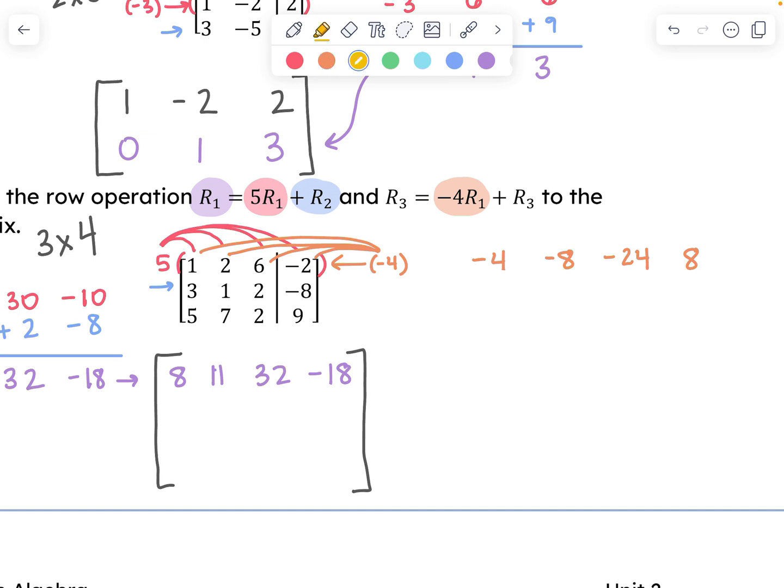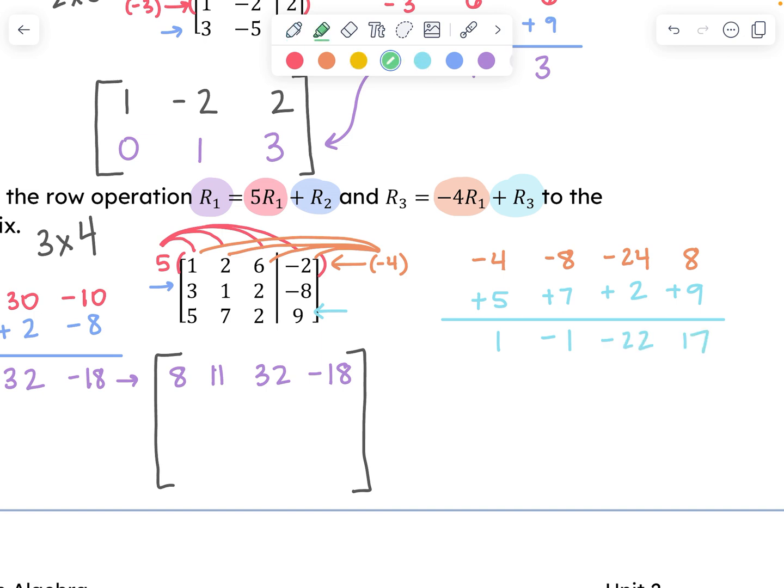And then I'm going to add to it, this time in the lighter blue, R3. So R3 is my third row. So plus 5, plus 7, plus 2, and plus 9. So negative 4 plus 5 is 1. Negative 8 plus 7 is negative 1. Negative 24 plus 2 is negative 22. And 8 plus 9 is 17.